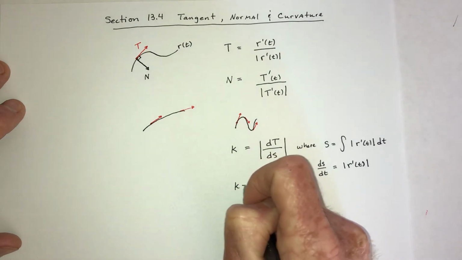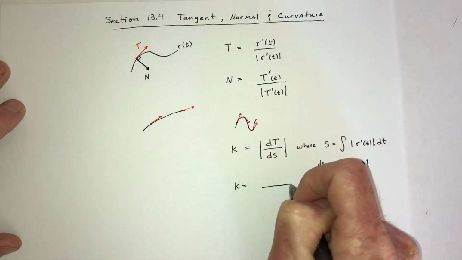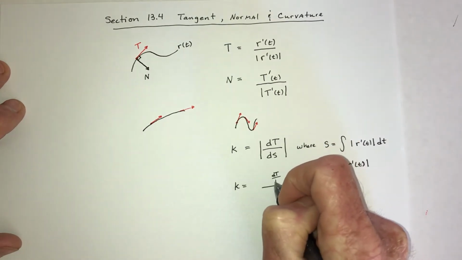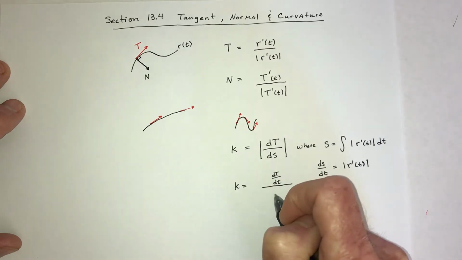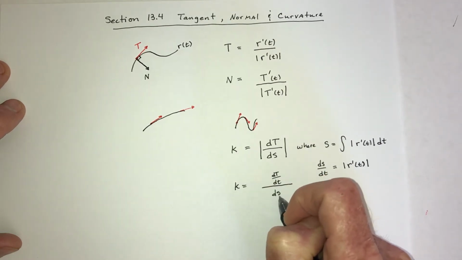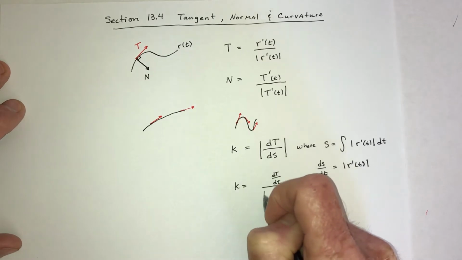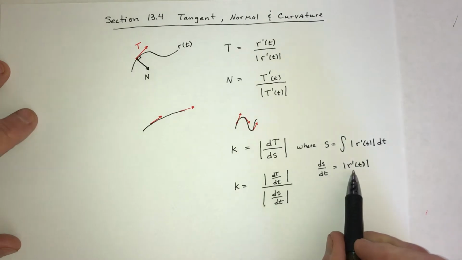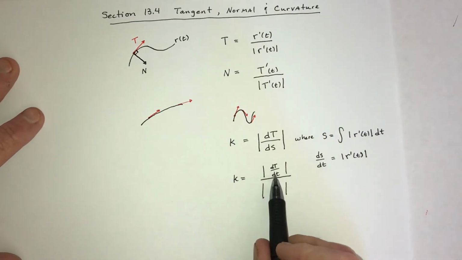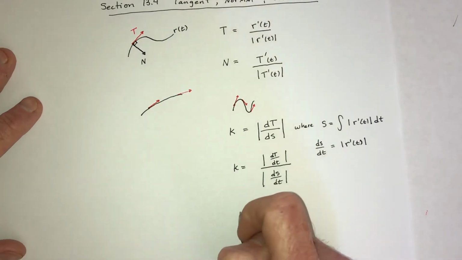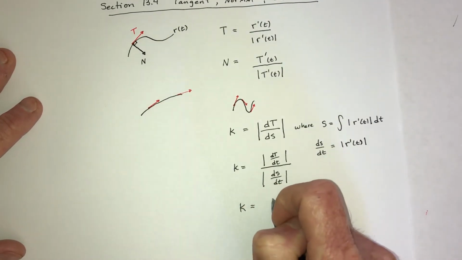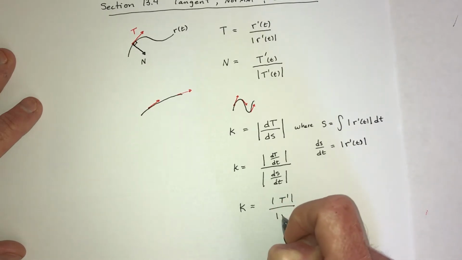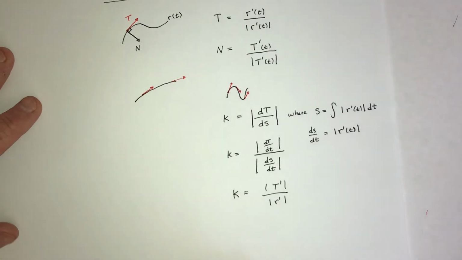So for the curvature, what I can do is take the fraction that was already there, and on the top, divide by dt. Then you need to do the same thing on the bottom, ds/dt. Well, ds/dt, that's the length of r prime. And then this is saying T prime. So in other words, curvature is equal to the length of T prime over the length of r prime.